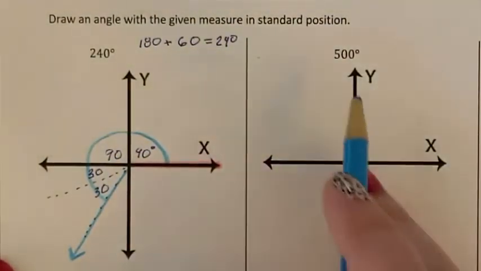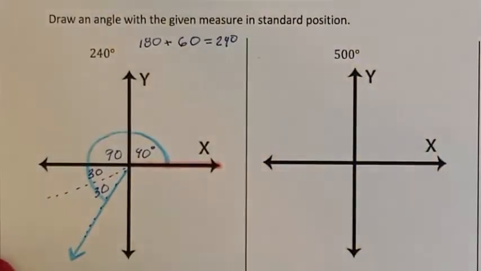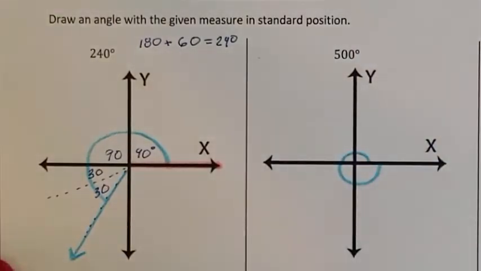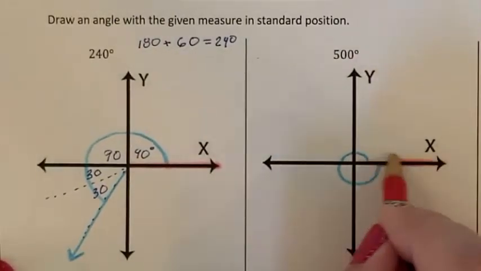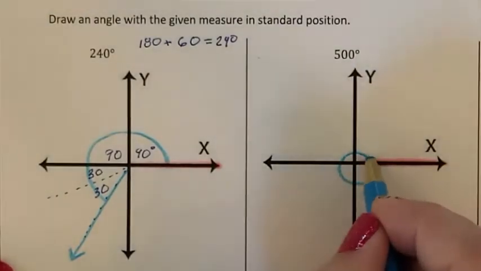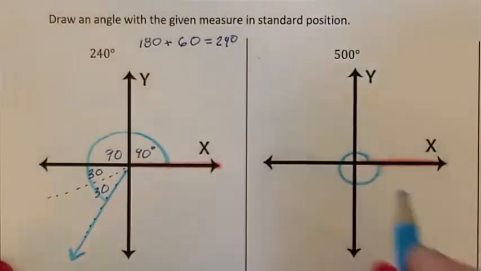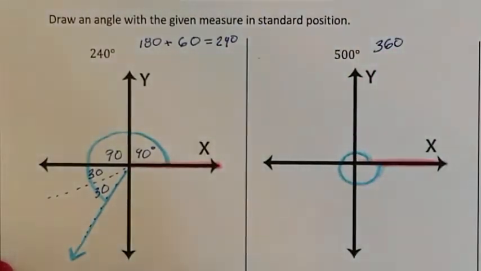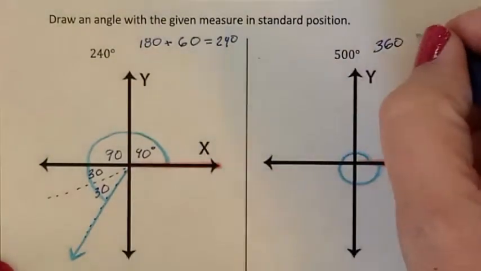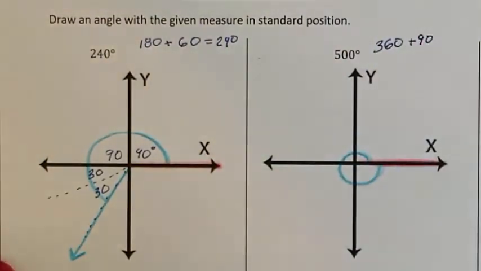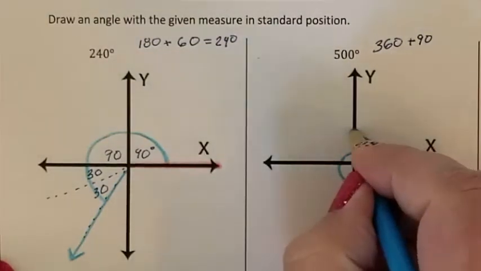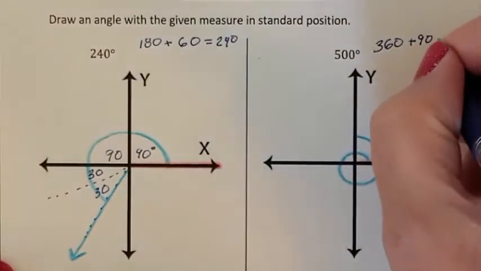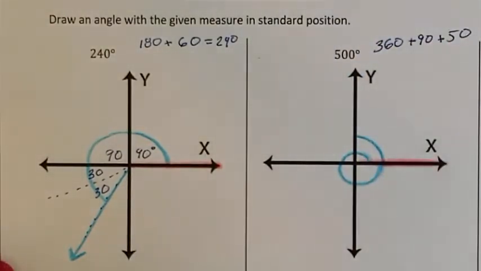Let's try 500. Well, I know the full circle is 360 degrees. So I know that I already went a full circle around. Remember, you had to start right here on your initial side, and I did. I already have 360. If I already went 360, how many more do I need to get to the needed 500? If I go just 90 more, this gets me to 470. Not there yet.